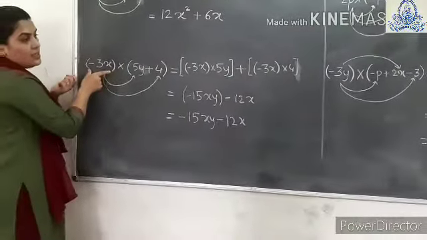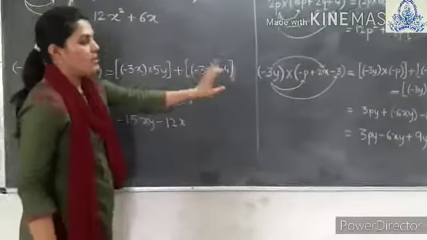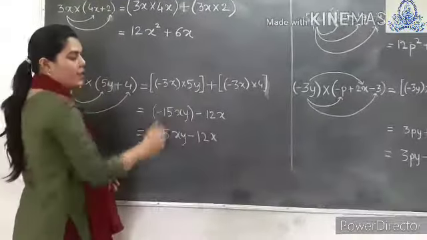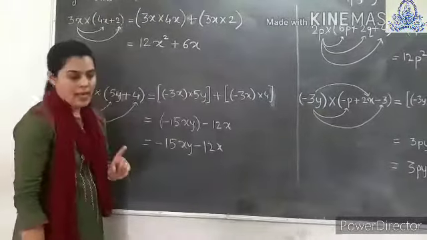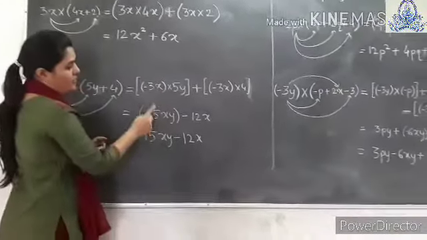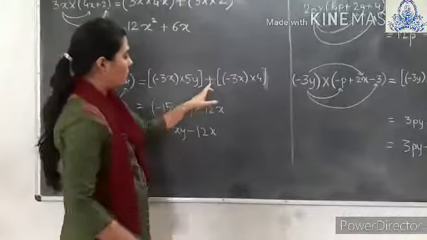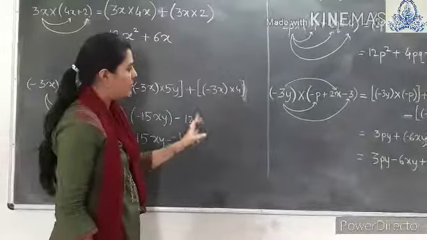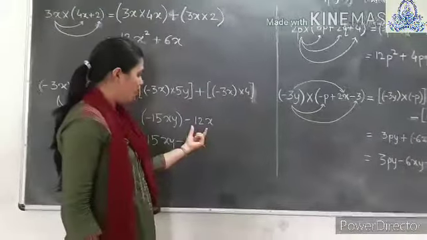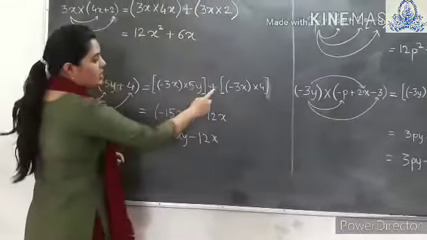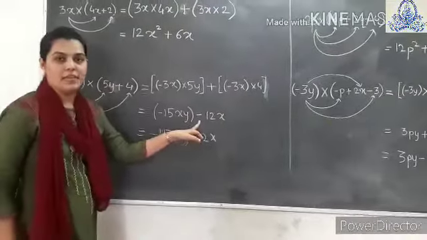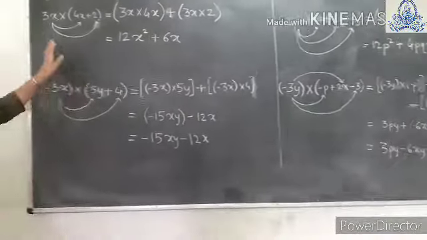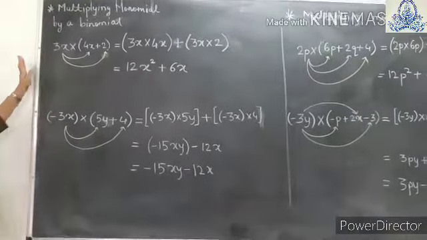Again this minus 3x is multiplied by the 4. Minus 3x multiplied by the 4. So minus, and this 5y has a plus sign and they are in multiplication. So minus plus becomes minus. So minus 3 into 5, minus 15, x into y, xy. So see, minus 3x into 4, minus 12x. Okay. See, this plus minus becomes minus, so we have directly written minus 12. So minus 15xy minus 12x. Okay. This is how to multiply a monomial by a binomial.